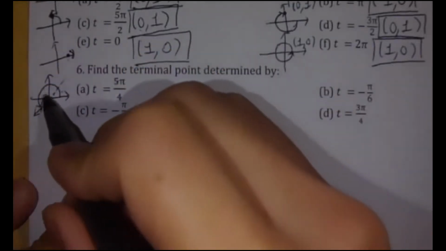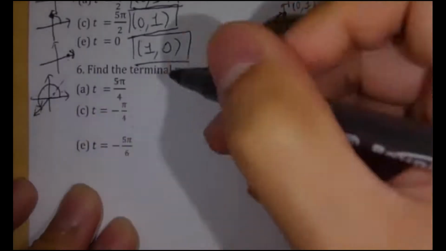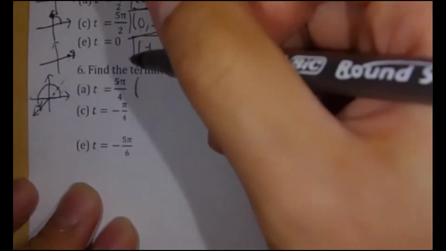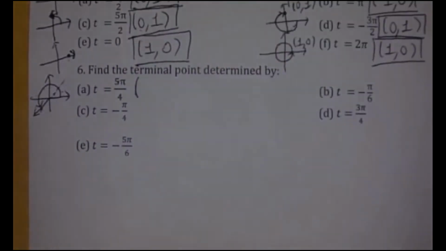Okay. And what's the coordinate there? So it's going to have a negative x coordinate and a negative y coordinate. And at this point, you can use your calculator. Make sure your calculator is in radians. You do cosine of 5 pi over 4 times sine of 5 pi over 4.